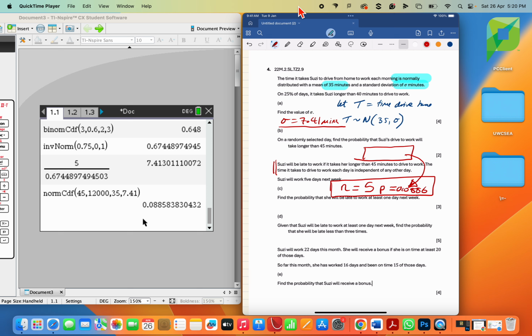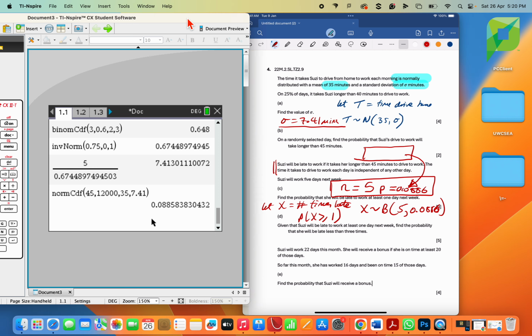So I'm going to let x equal the number of times late. So x can be modeled by a binomial. 5 is the number of trials. 0.0886 is the probability of success, in this case being late. Find the probability that she will be late to work on at least 1 day. So the probability of x is greater than or equal to 1. All right then, so we found it.